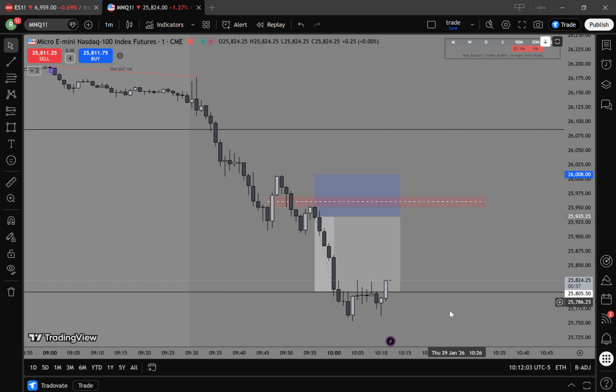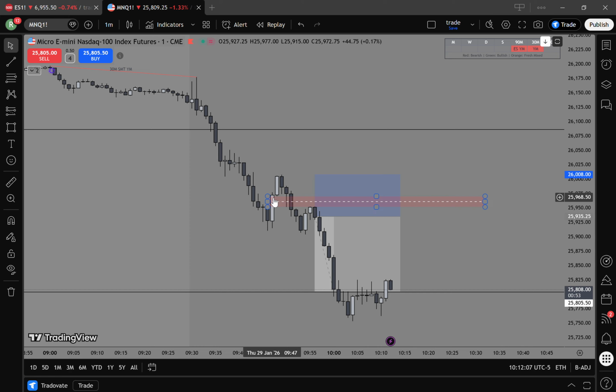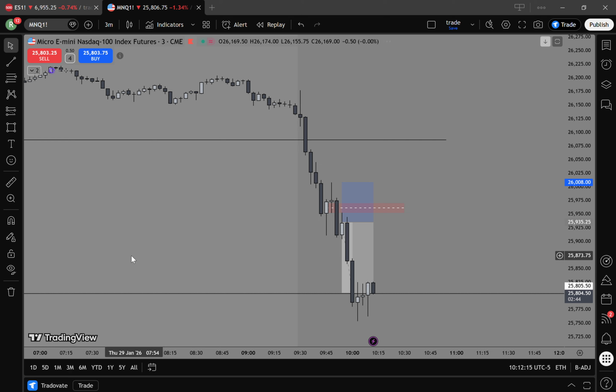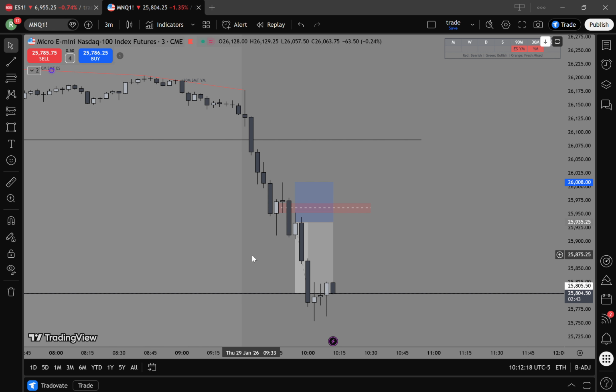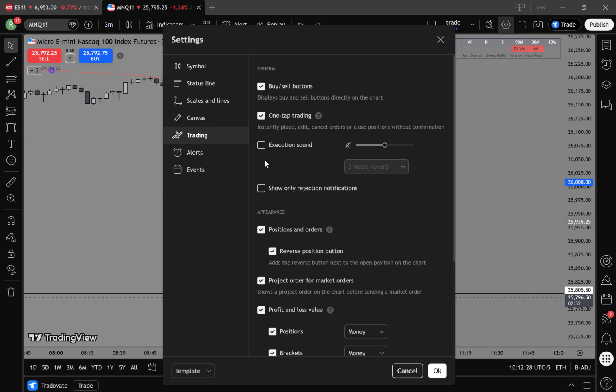I originally had entered longs, pre-firing an inversion. I believe it was on the 3-minute, which candle was it? It was this candle right here. I thought we were going to reverse here, but we didn't. I was wrong. So if I show my executions, that'll show up.